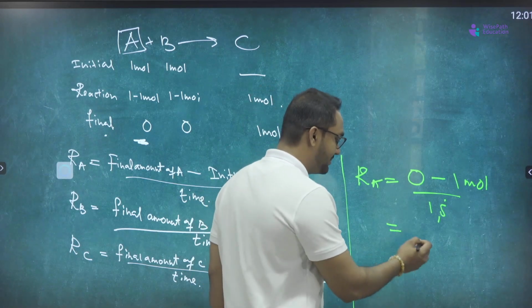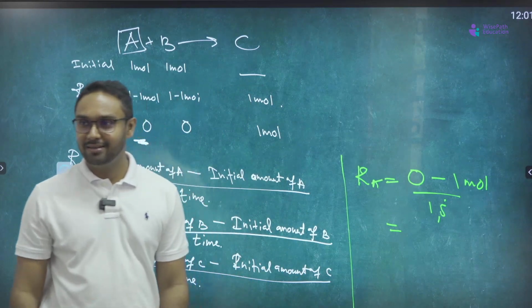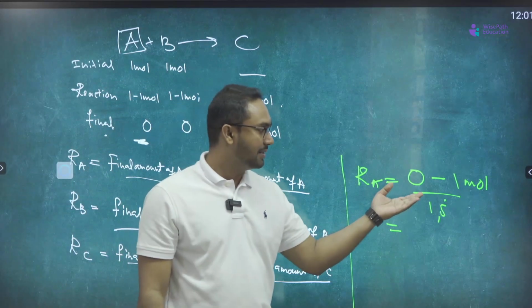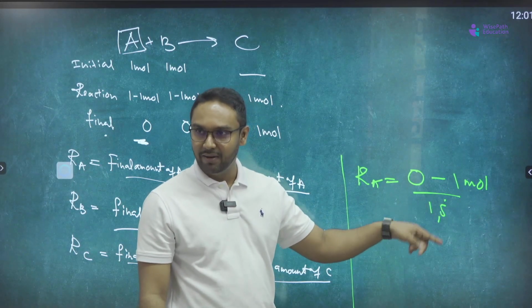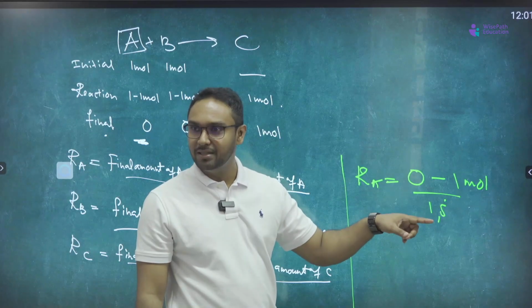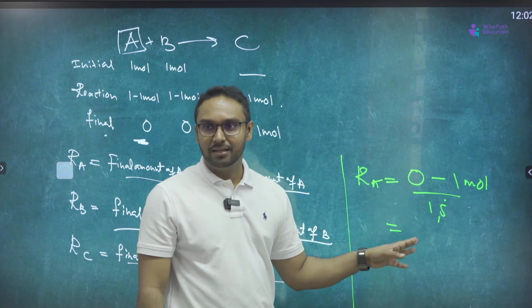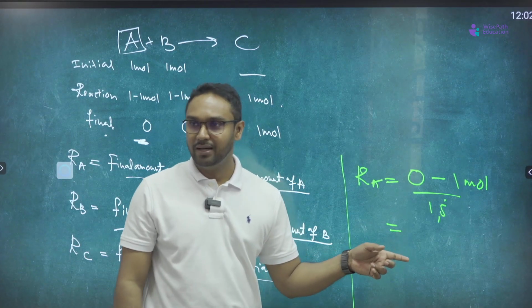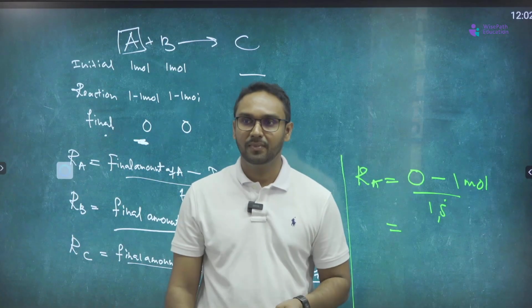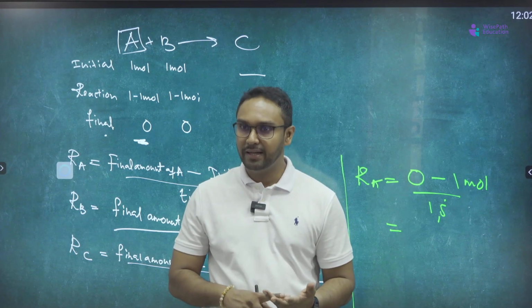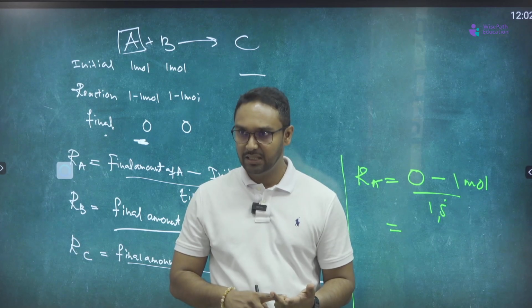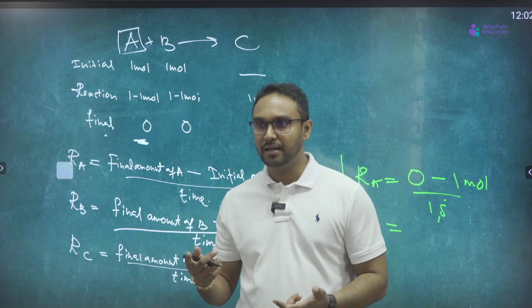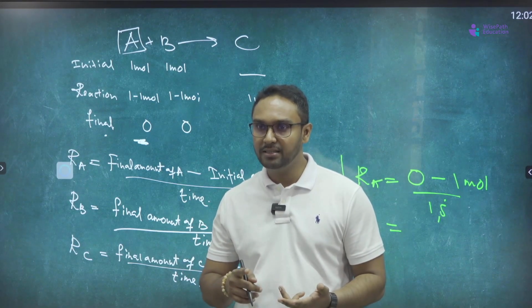Now don't think that these are very deep and hard things, it's not. It's very simple as you see it. So it's 0 minus 1, that is minus 1, divided by 1, that is minus 1 moles per second, and the difference here is there is a minus value. So why is it minus? Because you always have to take the final minus initial, the amount that is reacting or producing.